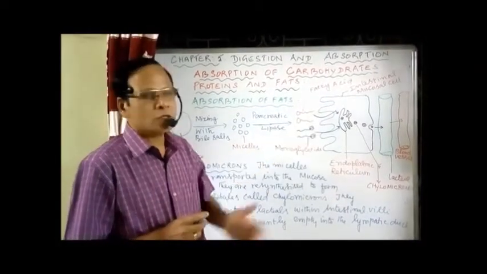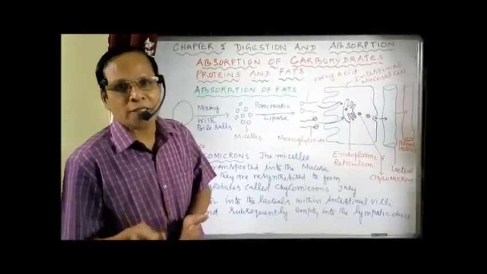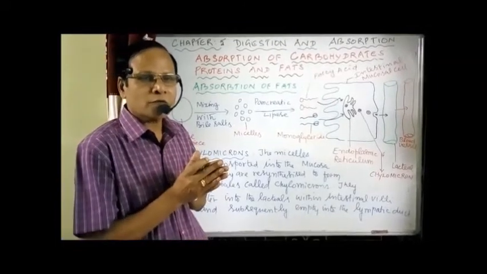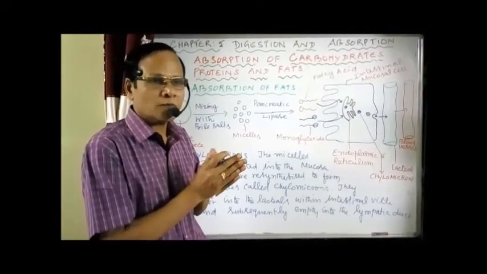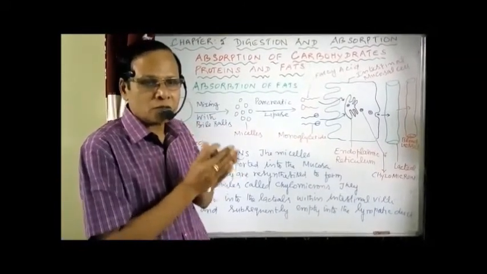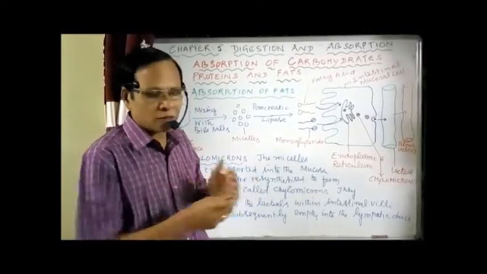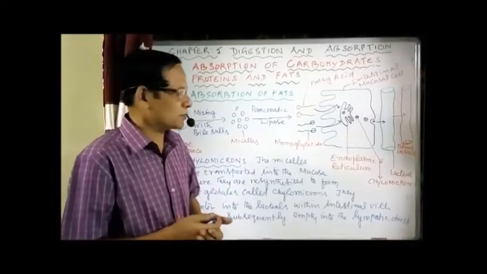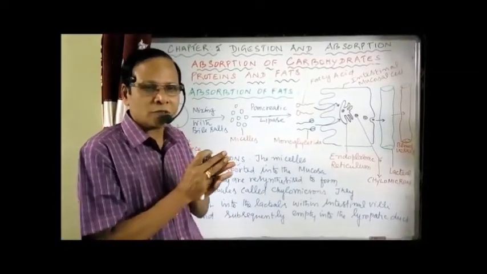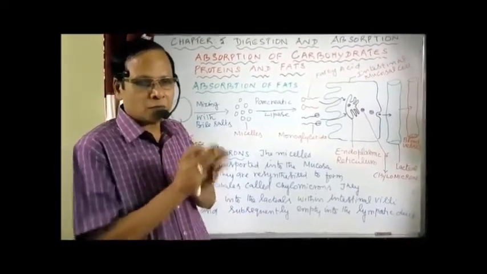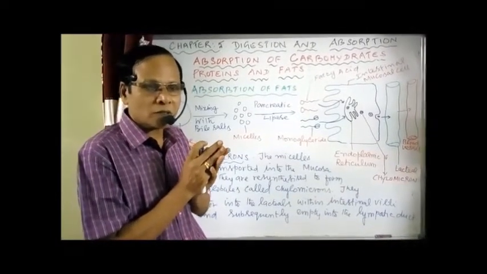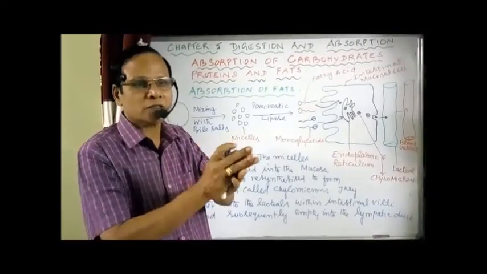The absorption of water depends on the osmotic gradient. Water moves from an area of lower concentration to higher concentration; we have different definitions for osmosis, but the movement of water depends on the osmotic gradient. It moves from a lower concentrated solution to a higher concentrated solution.